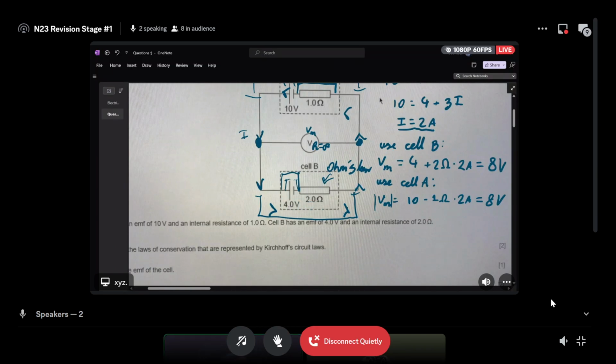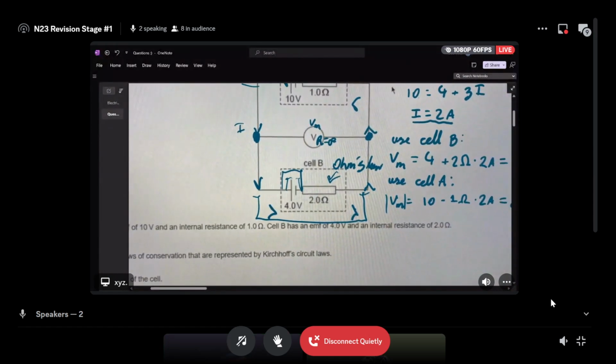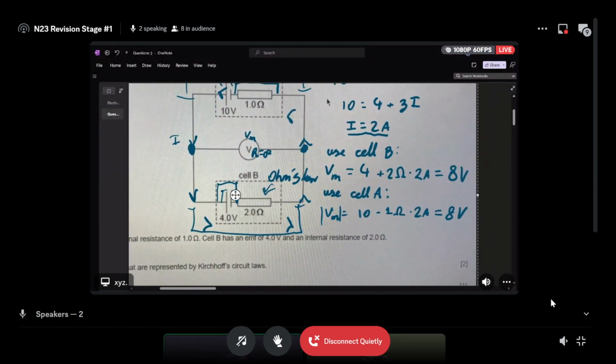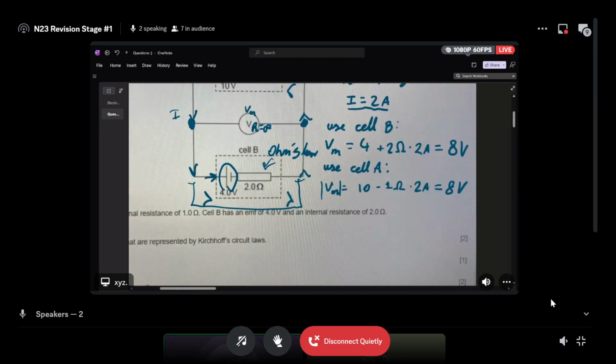I just said that the first 4 is a result of moving in the opposite direction to this battery over here. We're moving in from the positive terminal and out of the negative terminal. So that will result in a 4 volt drop within itself.